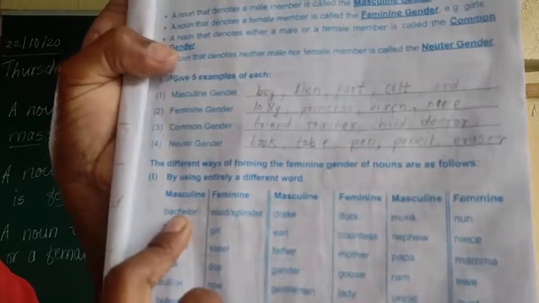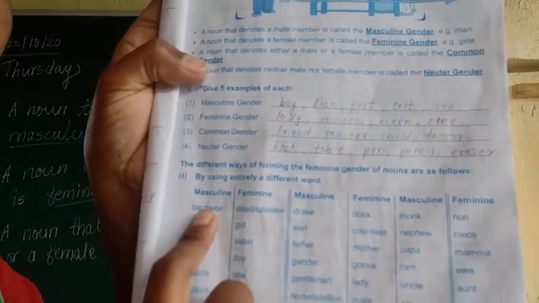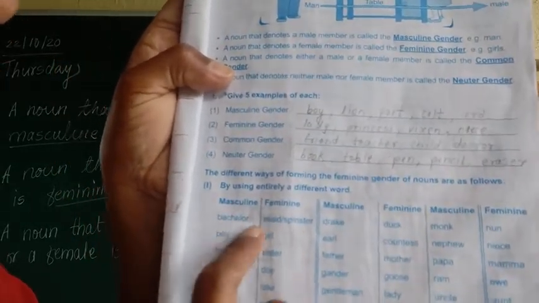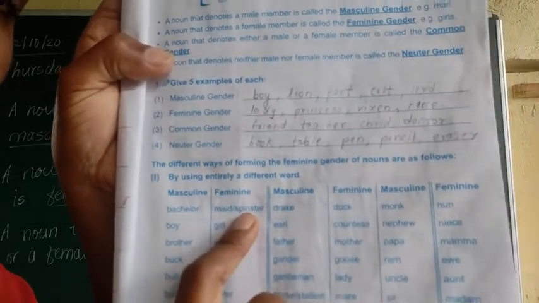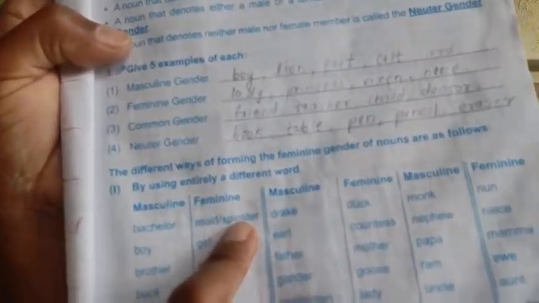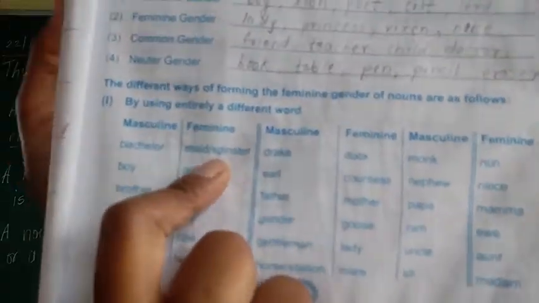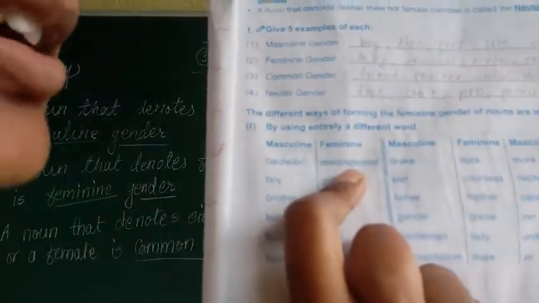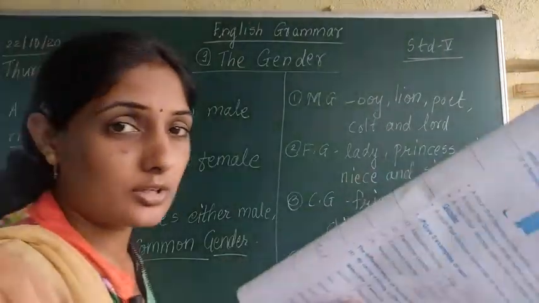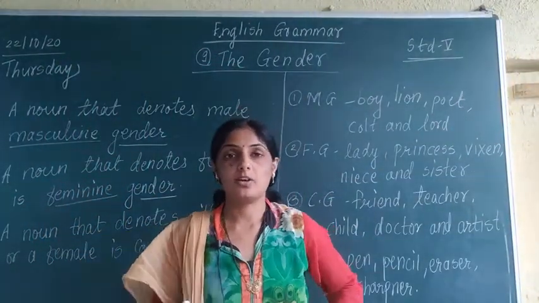Man. The person who is not married, he is called what? Bachelor. And the female or the girl who is not married, she is called maid or spinster. Okay. Who is not married. Girls, those who are not married. You people are what now? You are spinsters. Okay. Boys are what?